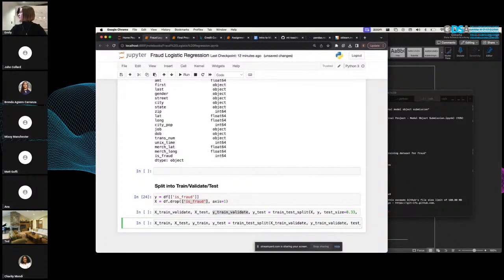Put this on the next line. There we go. Still see that? Me too. There we are. And this will now be our X train. Instead of X test, this will be X validate. And Y train, instead of that, this will be Y validate.